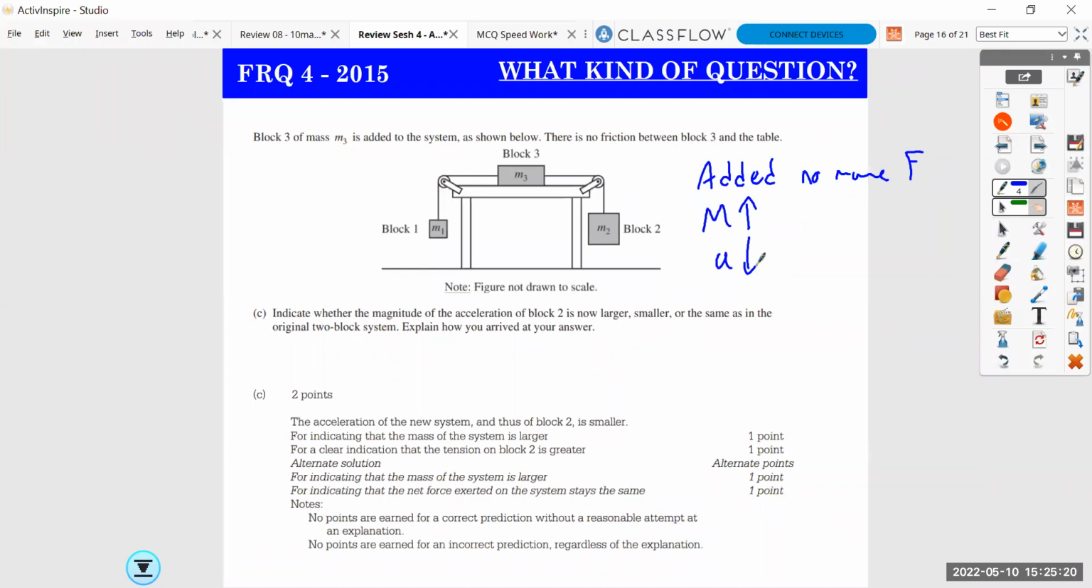If you ran the actual numbers, what you'd find is the acceleration of the system is now m2 minus m1 times g all over m1 plus m2 plus m3, right? The total mass is just on the bottom. So our acceleration goes down in this case. This is a 2-point question. So again, you could totally skip B. You could do A and C and get 4 out of 7 points, which is not bad. So, focus on your areas of strength sometimes.